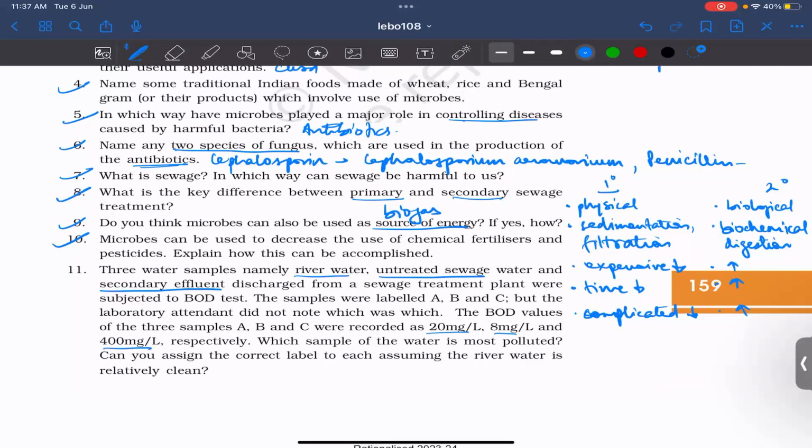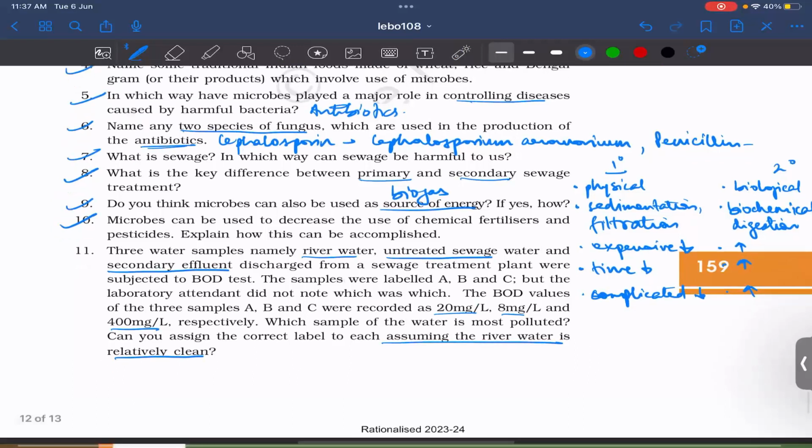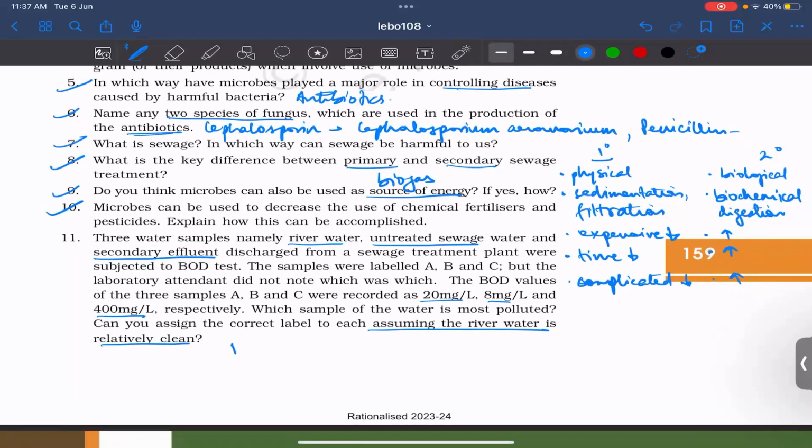Now, what they have asked, assuming that the river water is relatively clean. So, since they have given that the river water is relatively clean, we have read that if BOD is high, then pollution potency or the pollution caused is high. So, since river water is cleanest, river water will get a BOD of 8 mg per liter. So, river, which is A, it will have 8 mg per liter.